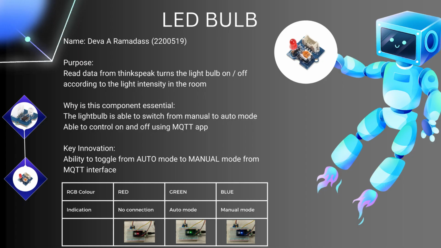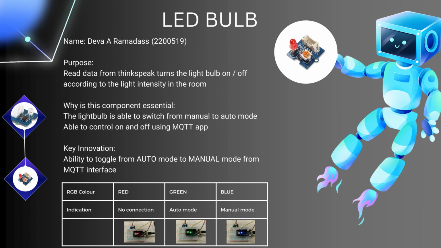The component that I am working with is the LED bulb. The purpose of this LED bulb is to receive data from ThingSpeak and to turn the light bulb on or off according to the light intensity in the room. The component is essential as it is able to provide a light source to the room based on the environmental setting. This prevents unnecessary wastage of energy.